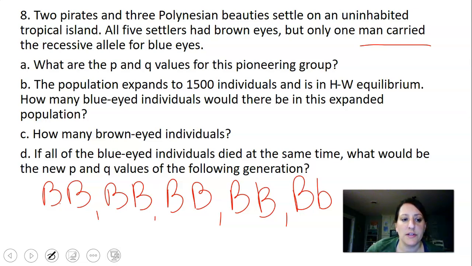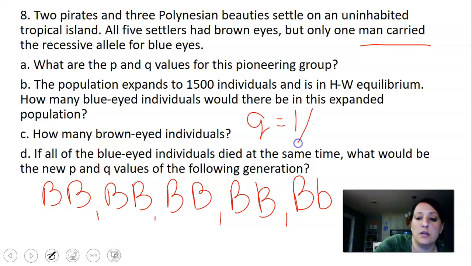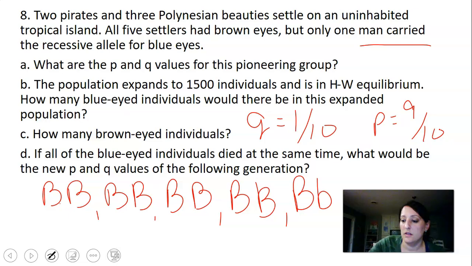The first question, part A, says: what are the P and Q values for this pioneering group? We can go right off of alleles here. We've got 2, 4, 6, 8, 10 total alleles. Only one of them is recessive, so this is kind of easy. Q equals 1 divided by 10, and P equals 9 divided by 10. So Q equals 0.1, and P equals 0.9.